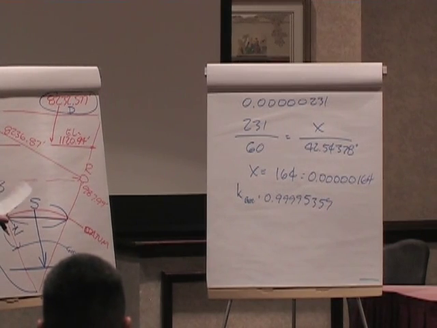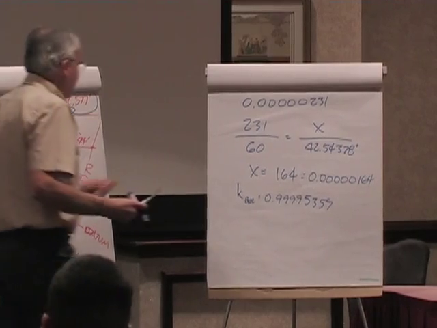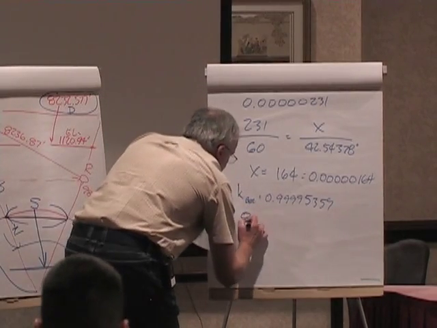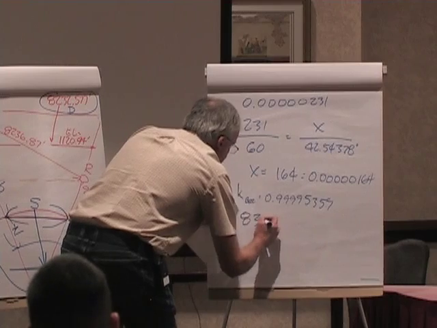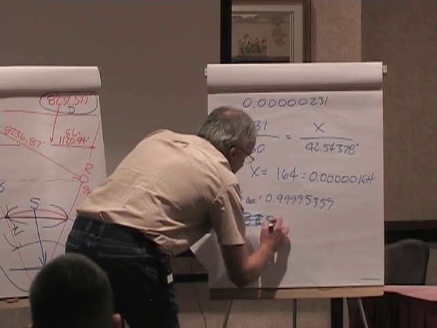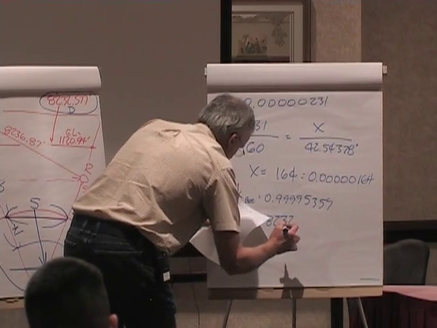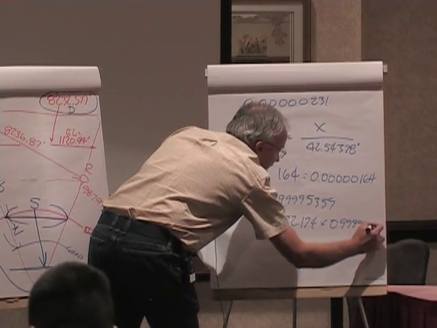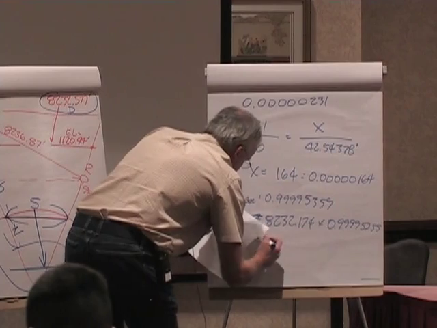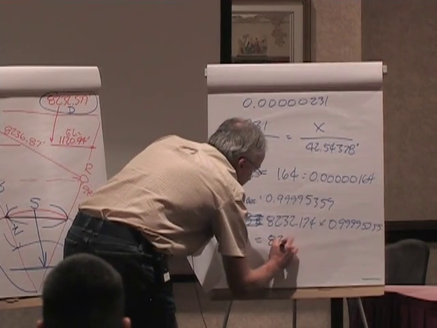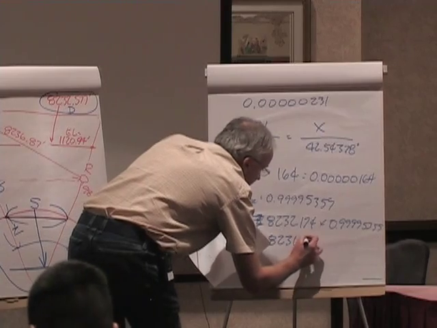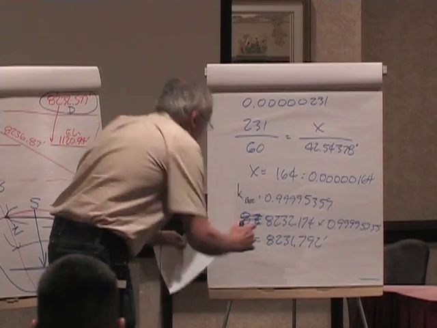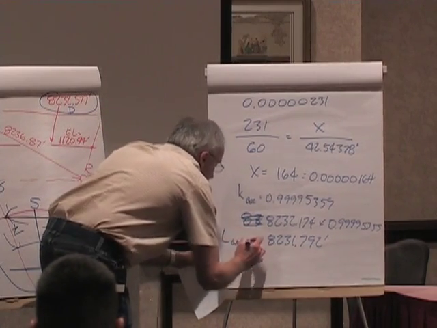So now we're going to take our geodetic distance, which is 8232.174 times 0.99995359, and that's going to equal 8231.792 feet, which represents our grid length. They call it L sub grid. Clever.